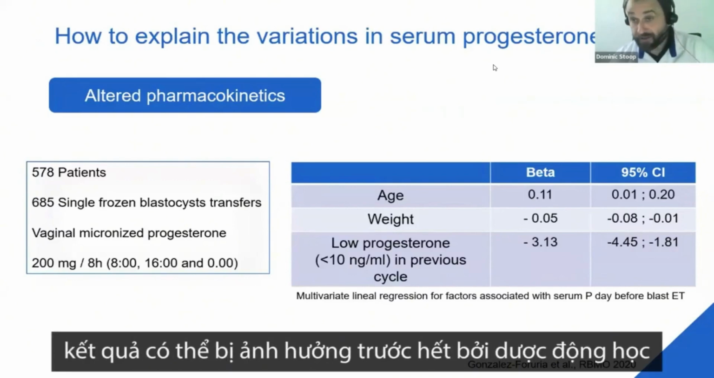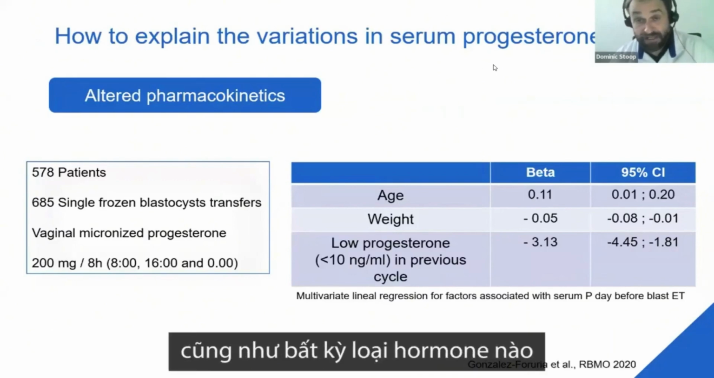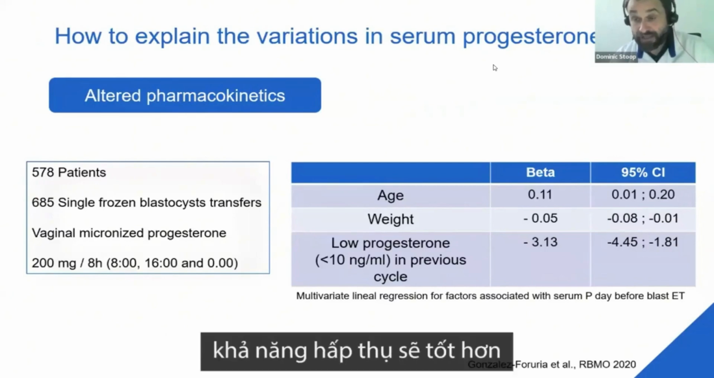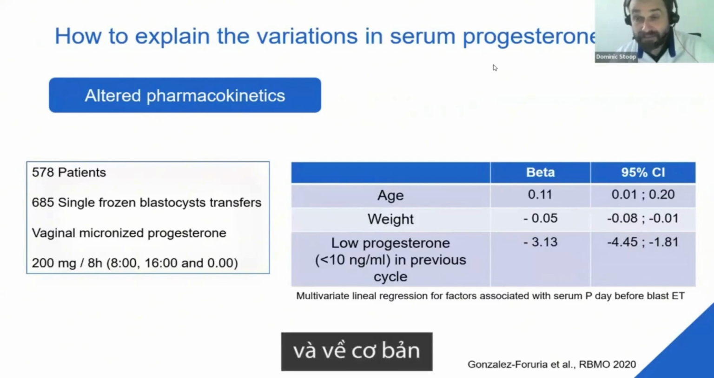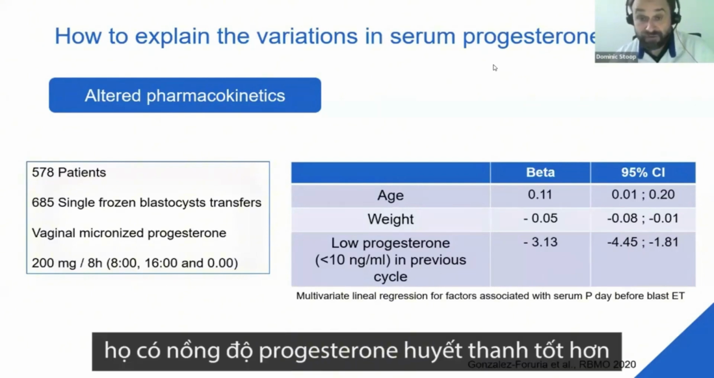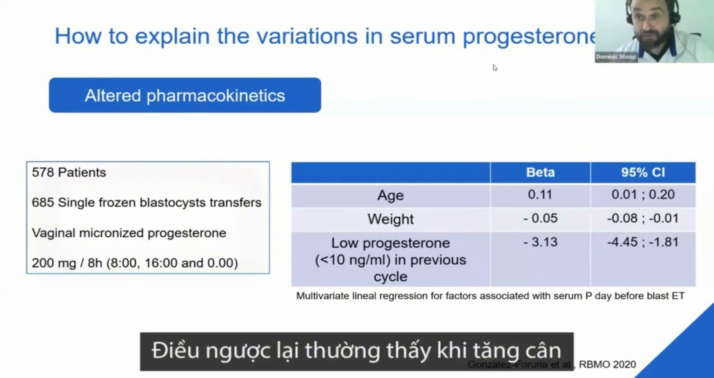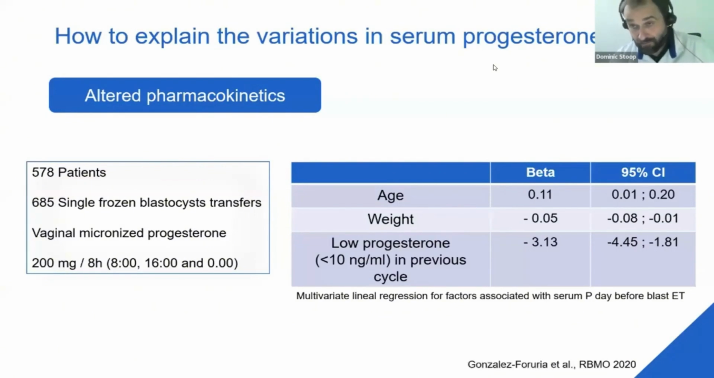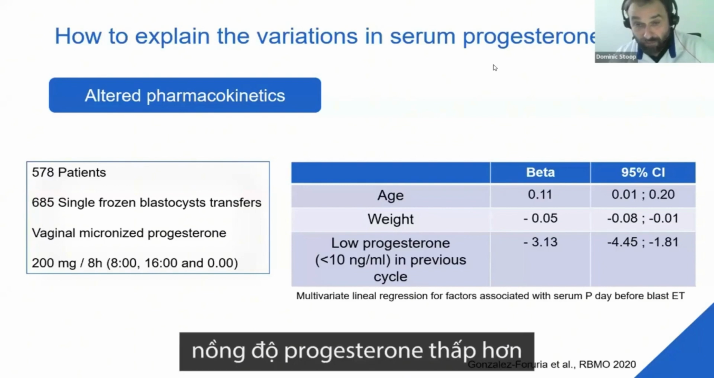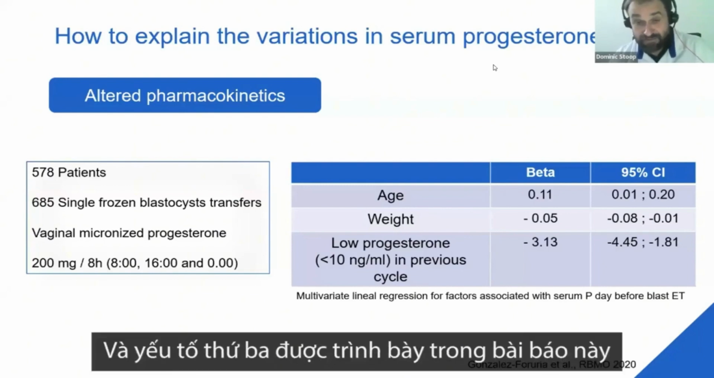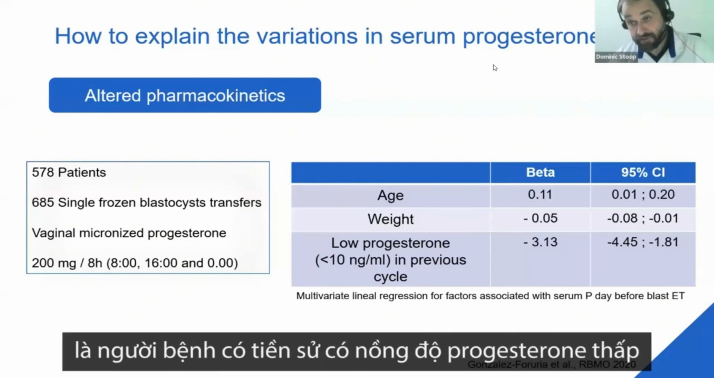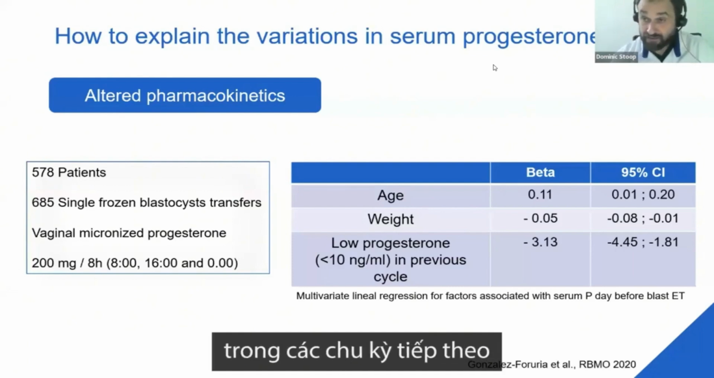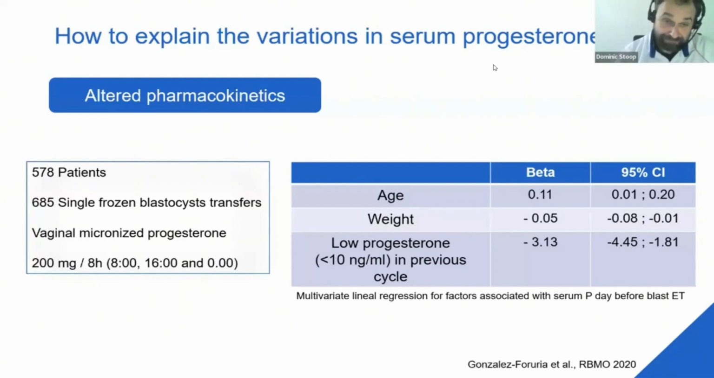First of all is the pharmacokinetics, as we have with any drug, as with any hormone. As women get older, with age, absorption gets better, thinner mucosa, and basically they do better in terms of serum progesterone concentration. The opposite we see with increasing weight. As with any other drug, as body weight increases, bigger distribution volume, lower progesterone levels. And a third one, shown in this paper here, is a history of low progesterone. Of course, they're more likely to have low progesterone measurements in subsequent cycles.